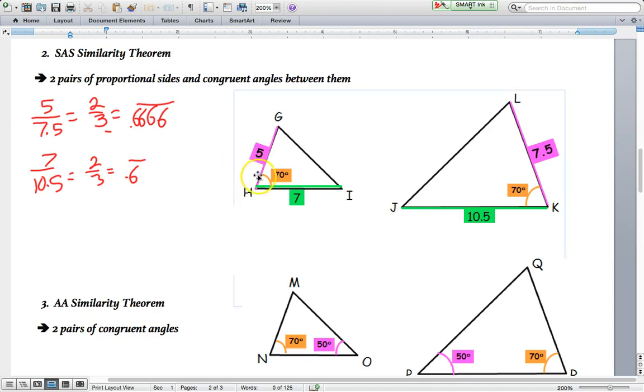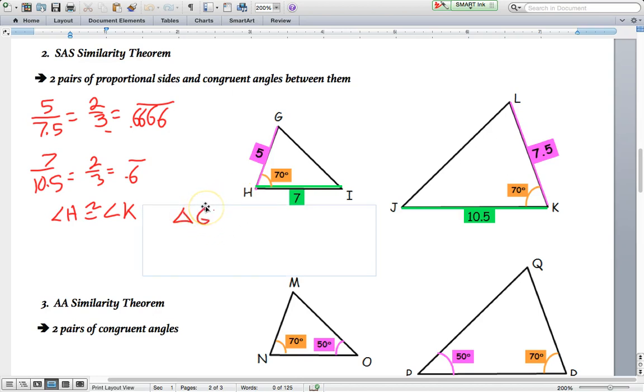Now the angles in between, okay, the angle in between the two sides has to be congruent. So the angle in between these sides is 70. The angle in between these sides is 70. So we would say something like angle H is congruent to angle K. So we know they're similar because the sides are proportional and the angles in between the sides are congruent. So we can do our similarity statement.